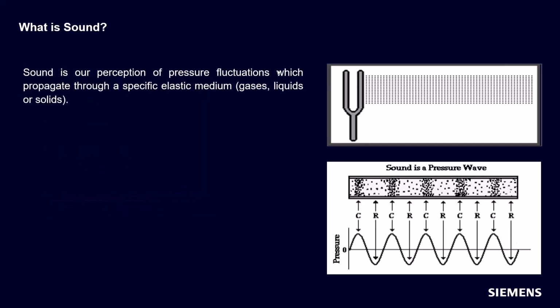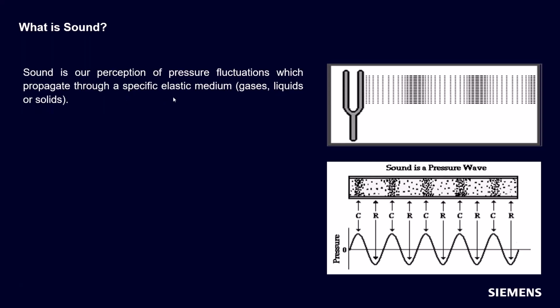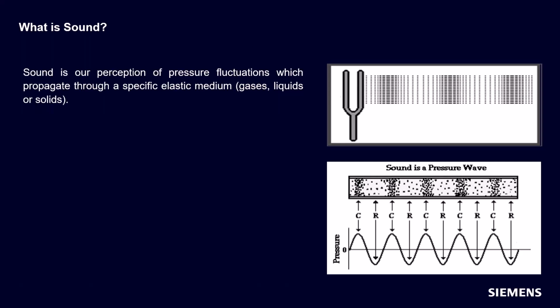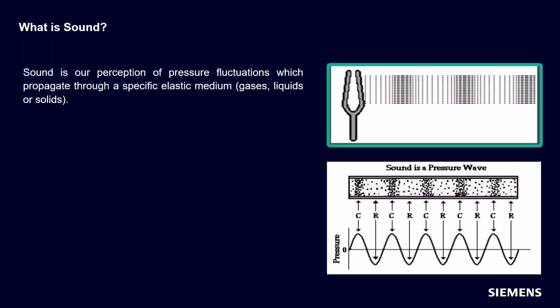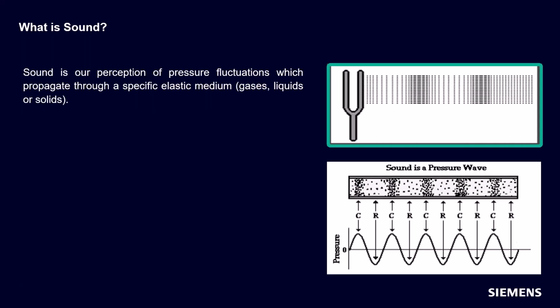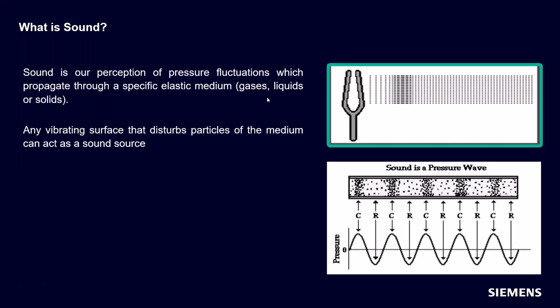Just to start off, let's talk about sound and what it actually is. Sound is our perception of pressure fluctuations which propagate through a specific elastic medium. So a gas, a liquid, or a solid. There's this little tuning fork on the right-hand side. Basically this is exciting the air around the tuning fork, and then you can see a sound wave propagate through the air. So any vibrating surface that disturbs particles of the medium can act as a sound source.